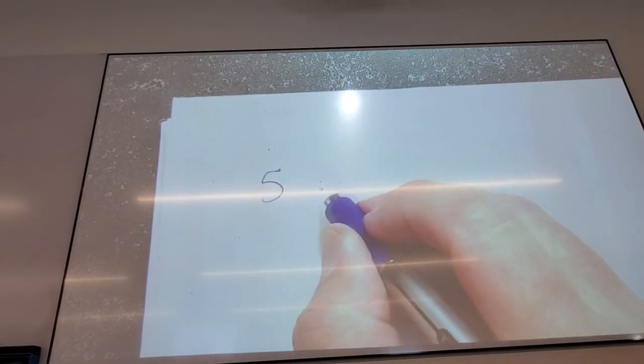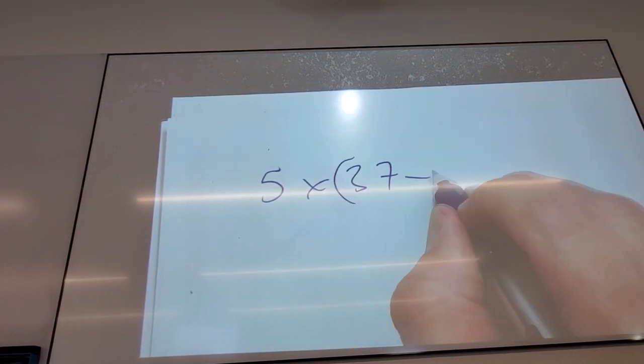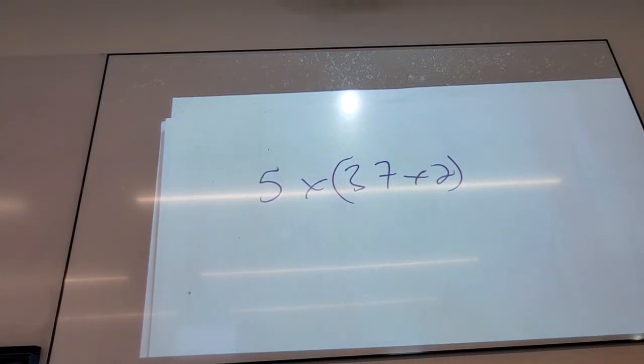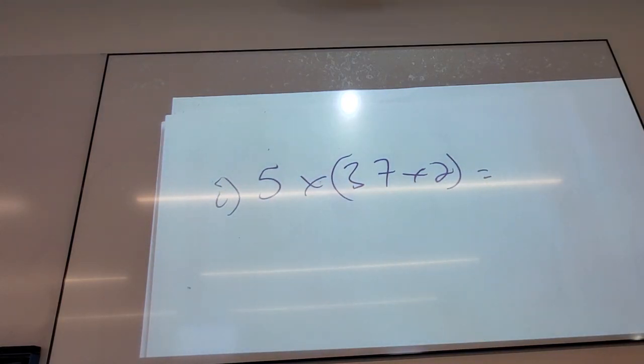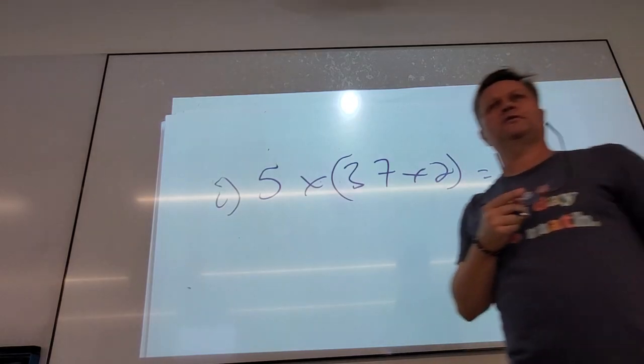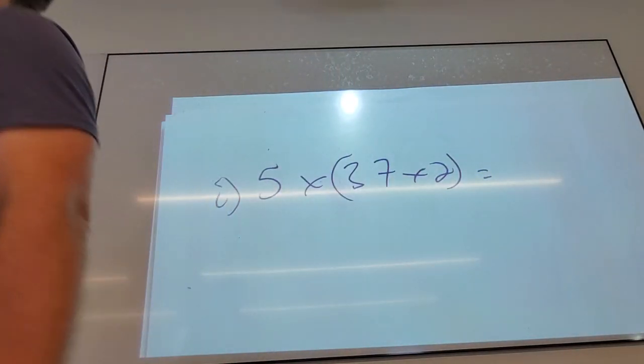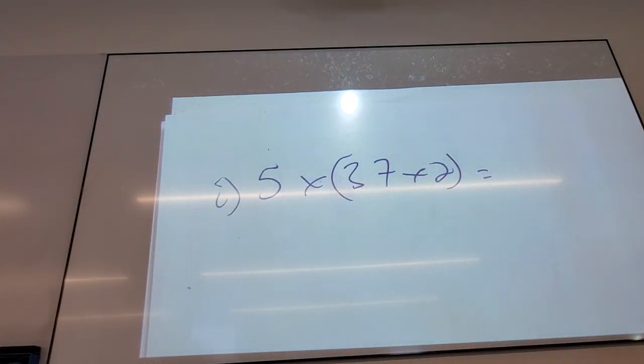So a couple things real quick. How would I do this? 5 times 37 times 2. This is kind of silly, but how would I do that? How would I do it in a way that makes it easier? Because what do I have to do, the parentheses first in this case? What's the only operation in the whole thing? Multiplication. And multiplication is commutative.